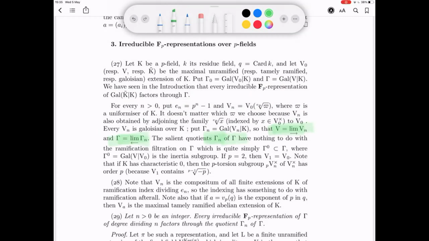But the only thing to note is that if p is equal to 2, then V1 is equal to V0. V1 is obtained by adjoining Enth roots, and n is equal to 1 and p is equal to 2. So E1, when p is equal to 2, is 2 minus 1, which is equal to 1. So you are joining 1st roots, which means that you're not joining anything. And therefore this V1 is equal to V0. That's only when p is equal to 2. Otherwise, V1 is different from V0.